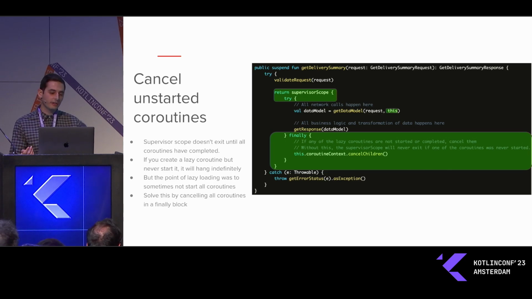Luckily, we can solve this by canceling all coroutines in a finally block after getResponse. By the time we finished getResponse, we already have done all the computations we need, so any unstarted coroutines we can just cancel. And so to do this, we have to instantiate the supervisor scope in our main API call, in our main function, and then pass that to getDataModel.